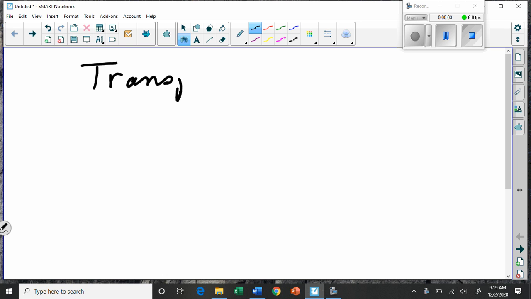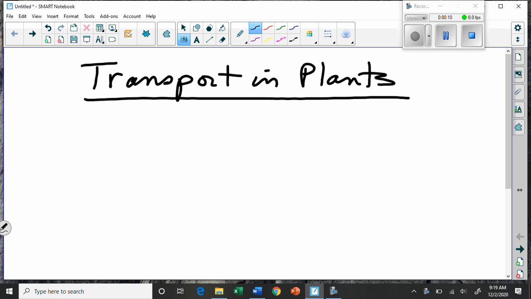Transport in plants. How do plants get things to move around?